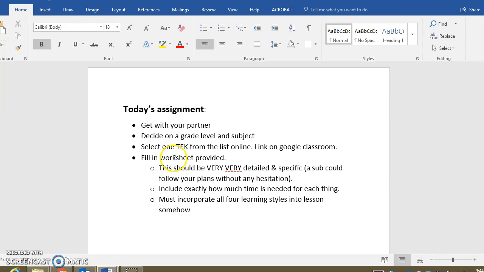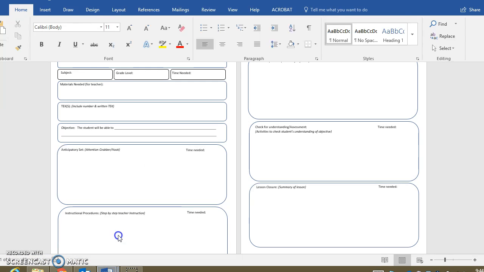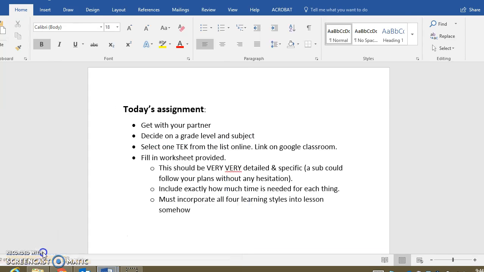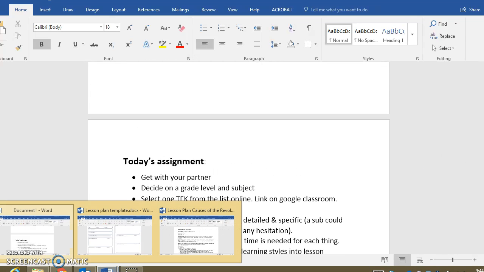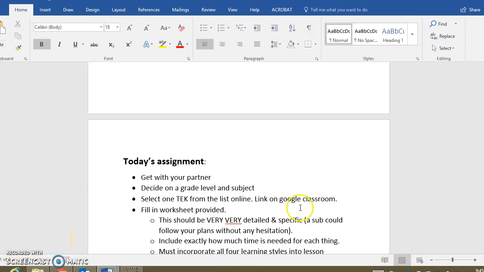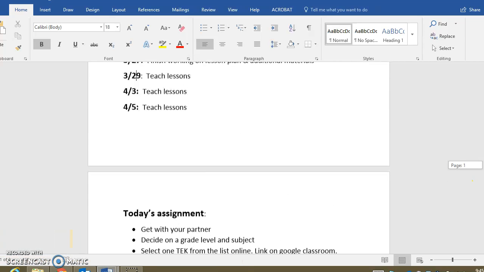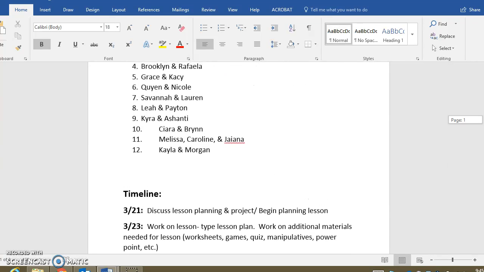And you're going to fill out the worksheet that I just showed you a minute ago. You're going to make sure that you are very, very detailed. You include how much time is needed for each thing. You might want to include also if it's a visual, auditory, kinesthetic, or tactile, because you're going to have to include that on your lesson plan. So that's it. That is what you are working on today. I'm going to see if there's anything else. I don't think so. All of these things are going to be on our Google Classroom so that you can refer to them. Hopefully that answers your questions.